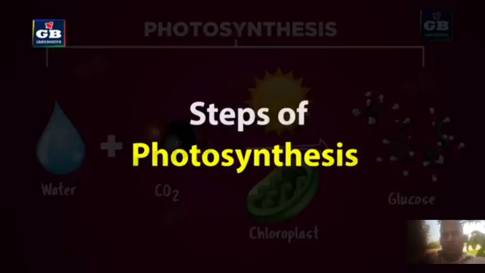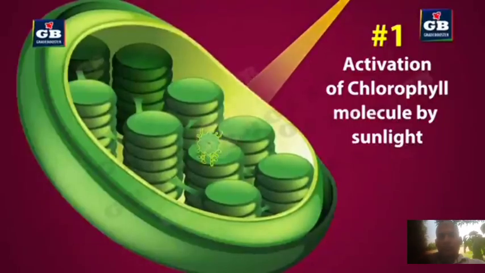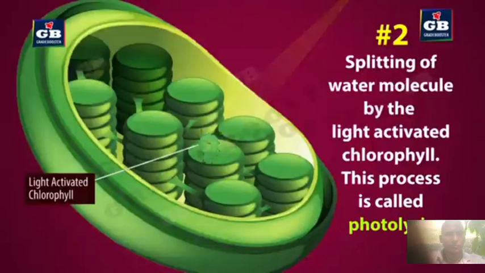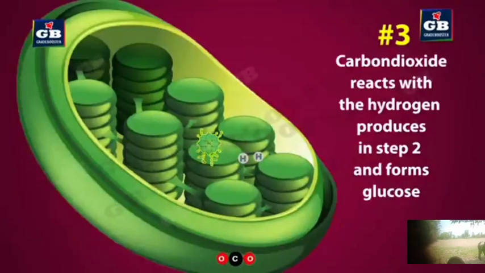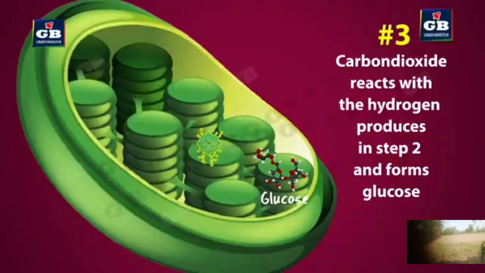Now, let us see the different steps of the process photosynthesis. Step 1. Chloroplasts have a green pigment called chlorophyll. This chlorophyll molecule gets activated by sunlight. Step 2. This light-activated chlorophyll splits the water molecules into hydrogen and oxygen. Step 3. The hydrogen produced in step 2 reacts with carbon dioxide and forms glucose.